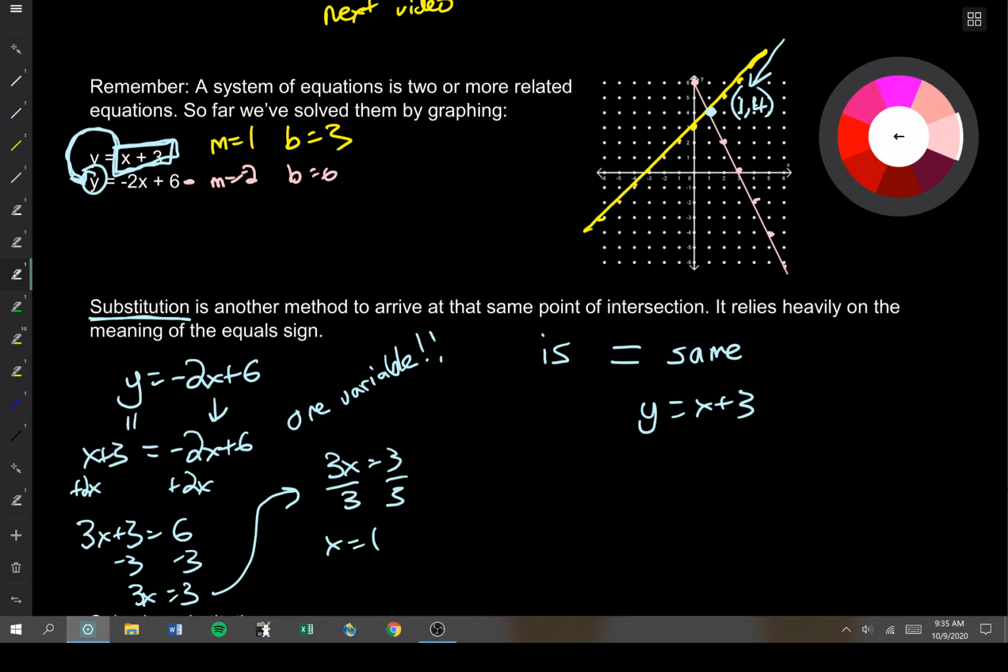Now we've only solved half of the problem. We found what x is. We still have to find what y is. We have to find both x and y. But at this point, that's pretty simple. See, I know that x equals 1.